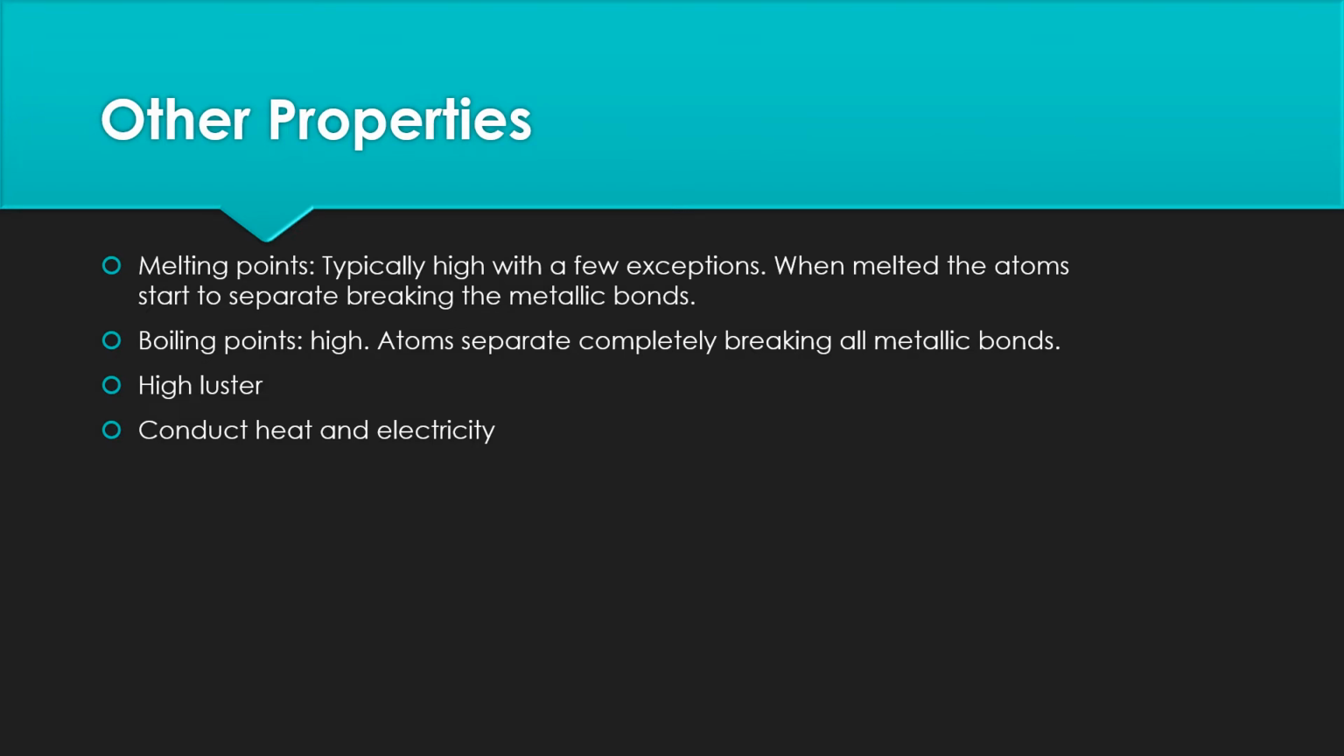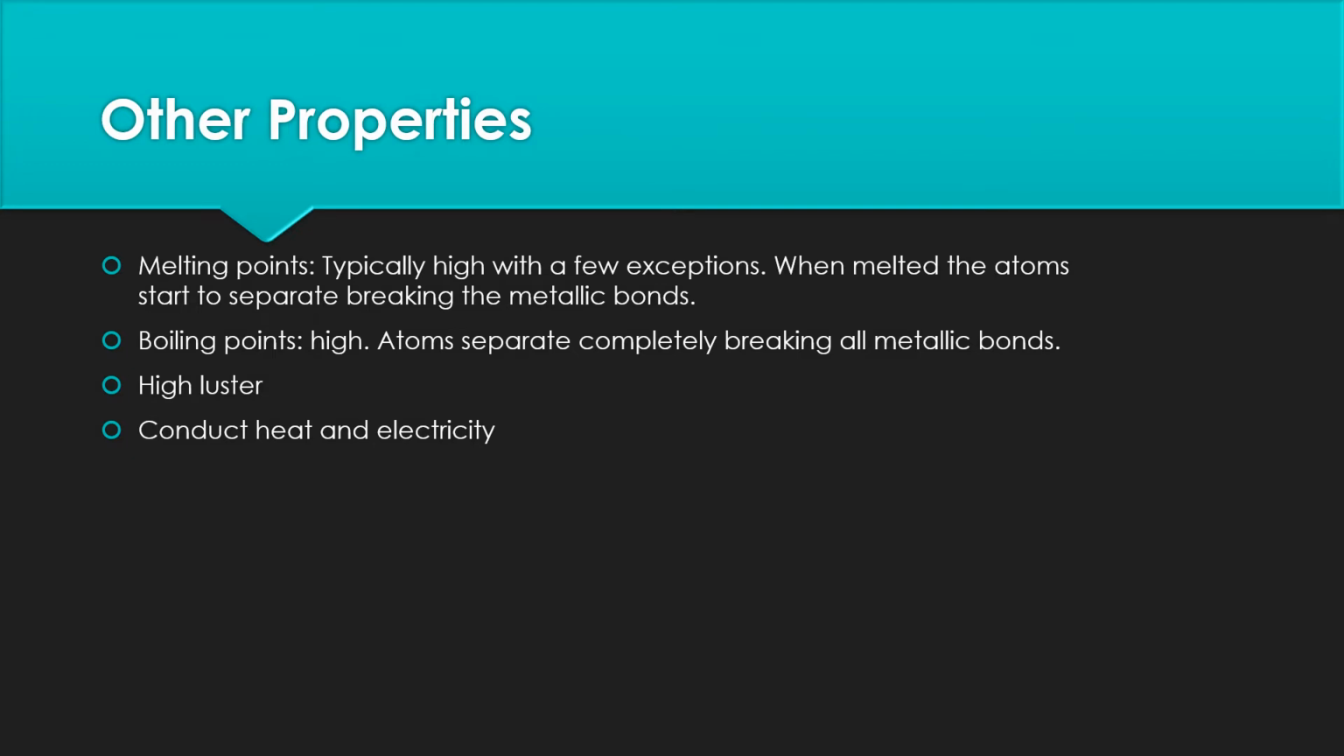Another good exception would be the element gallium. Its melting point is pretty low. It's not a liquid at room temperature, but our body heat can actually melt gallium. So gallium would melt in your hand. Boiling points of these substances are also typically high. Usually if the melting point is high, then the boiling point is going to be even higher, of course, and the atoms will separate completely, breaking all metallic bonds, turning them into a gas.